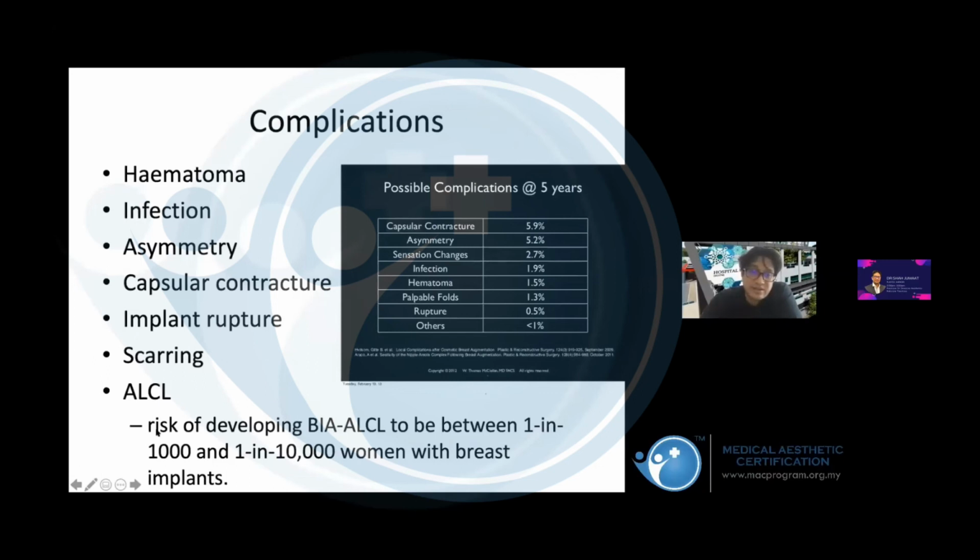Now the risk of ALCL, that's a type of lymphoma, is 1 in 10,000. I think recently Malaysia has got its first patient with it. It is a malignancy that has been associated with silicone implants. So although not very common, there is now a malignancy linked to it, and you have to tell this to the patient. Okay.